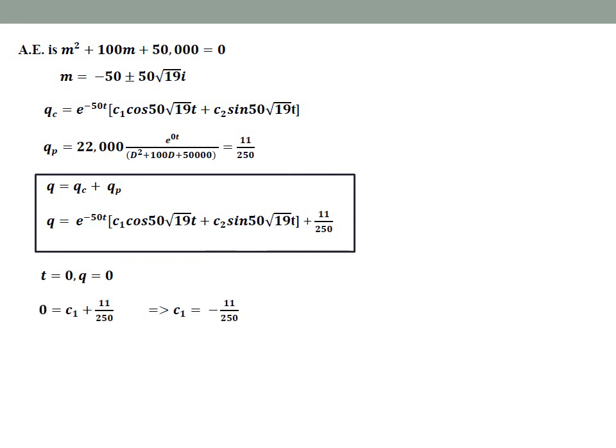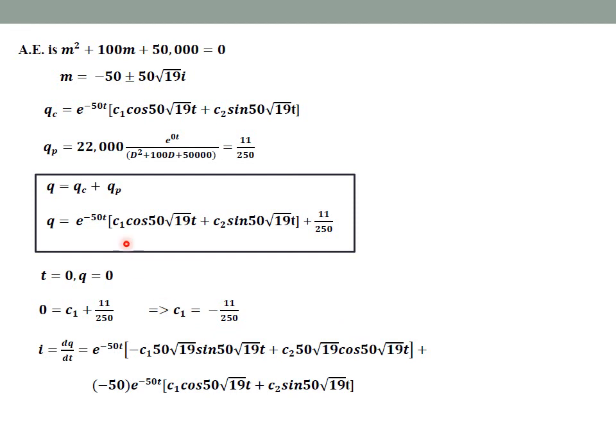So here before differentiating I have just taken my first condition. At time t is equal to 0, charge q is 0. So when I substitute that here, I will get the value of C1 as minus 11 by 250. Now I will differentiate. Okay, yes, I is equal to dq by dt.